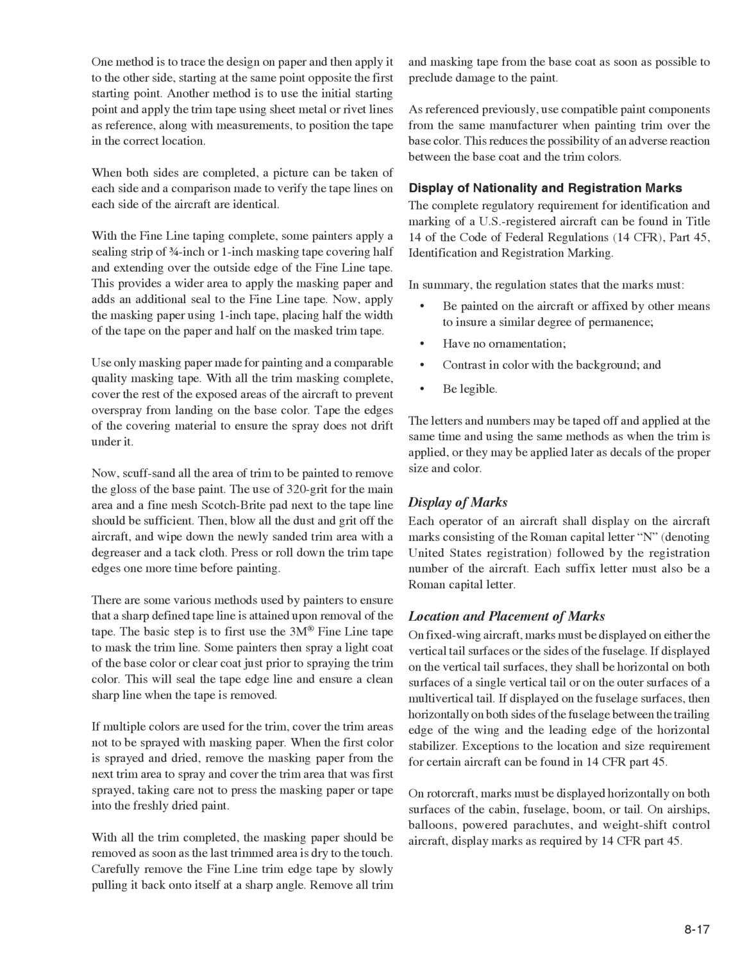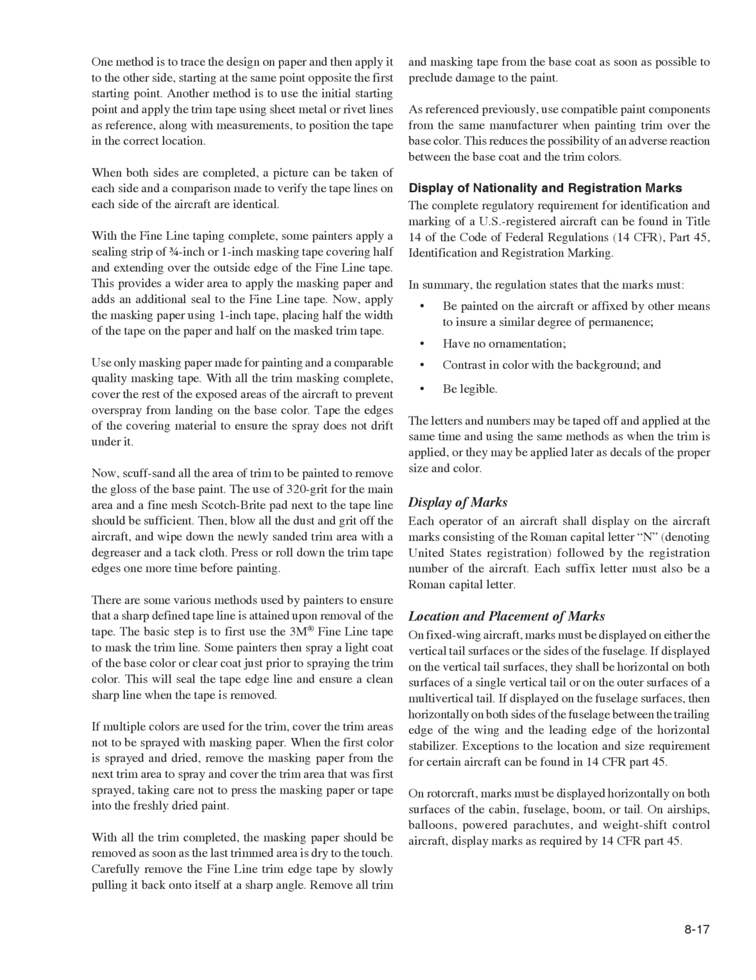Location and placement of marks on fixed-wing aircraft. Marks must be displayed on either the vertical tail surfaces or the sides of the fuselage. If displayed on the vertical tail surfaces, they shall be horizontal on both surfaces of a single vertical tail or on the outer surfaces of a multi-vertical tail. If displayed on the fuselage surfaces, then horizontally on both sides of the fuselage between the trailing edge of the wing and the leading edge of the horizontal stabilizer. Exceptions to the location and size requirement for certain aircraft can be found in 14 CFR Part 45.